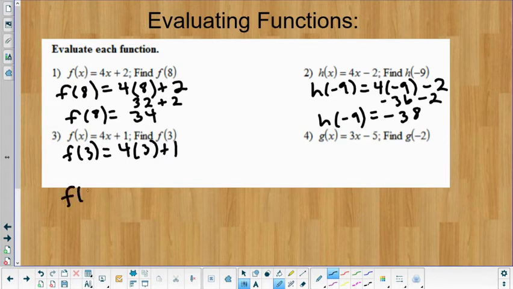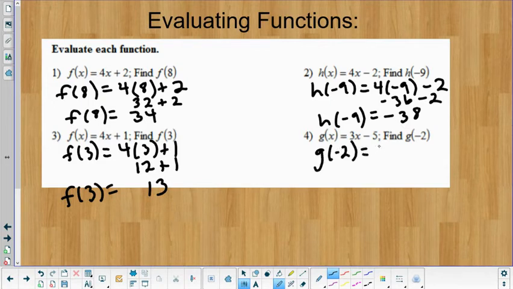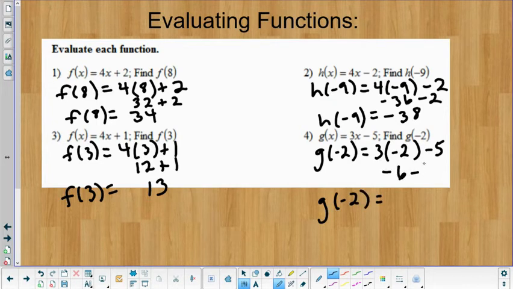Okay, my name is f of 3. 4 times 3 is 12, plus 1, I get 13 is my answer. All right, this one is going to be g of -2. And let's go ahead and bring our name down. 3 times -2 is -6, minus 5 gives me -11.